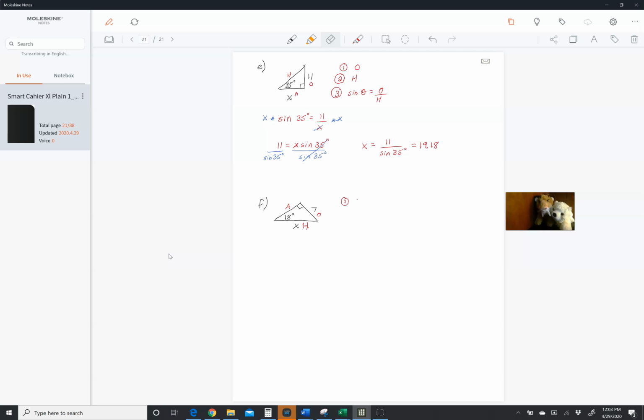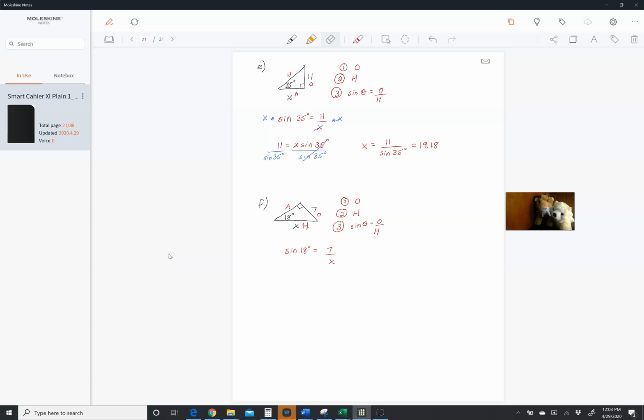What do we know? We know the opposite. What are we trying to find? We're trying to find the hypotenuse. And which trig function? Sine is opposite over hypotenuse. We'll do one more after this because I didn't mean to do sine both times. So what do we get here? The sine of 18 degrees is equal to 7 over x.